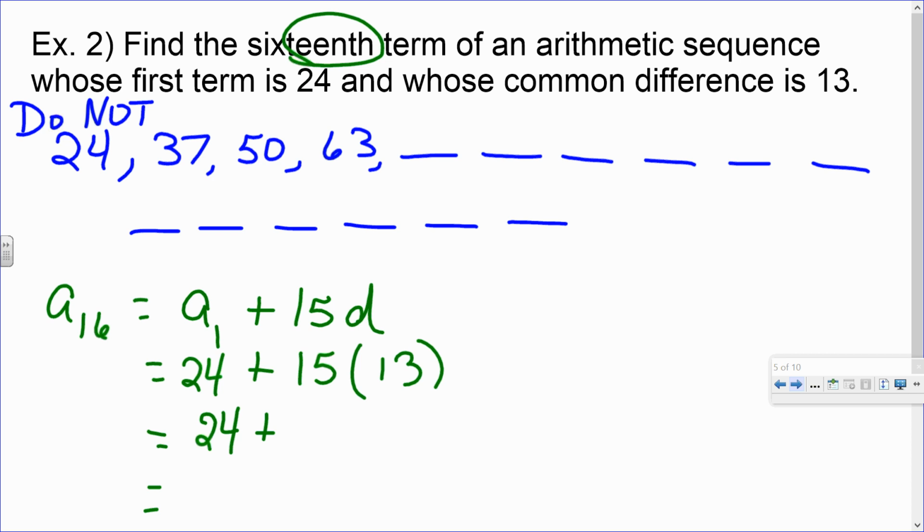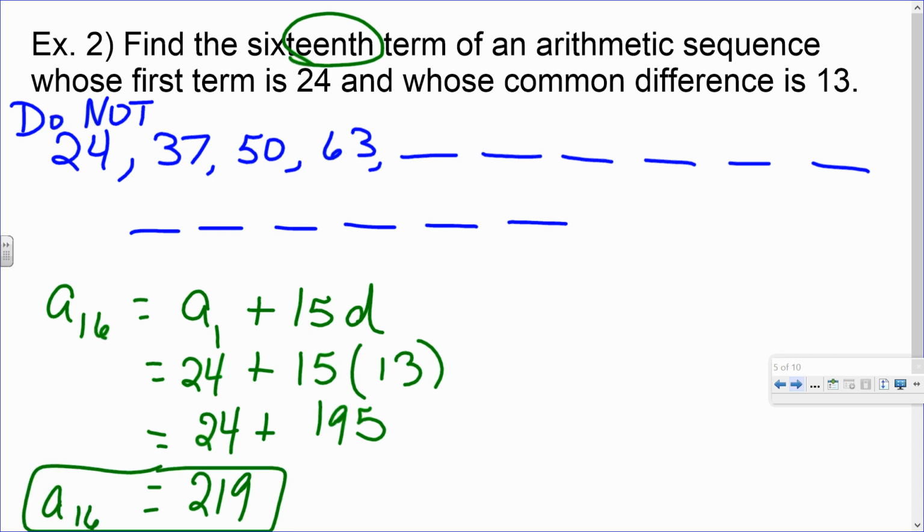If it's on homework, you may use a calculator. If it's on the calculator part of a test, you may use the calculator. If it's on a no calculator part of a test, you would survive 15 times 13, long multiplication, figuring out what that equals, and then adding 24. So Sydney, you have a final answer? Anybody else 219? And I'm going to label that as my 16th term. So what do you think? Was that a pretty easy one also? Not quite as nice as the first one, but still very easy and very doable.